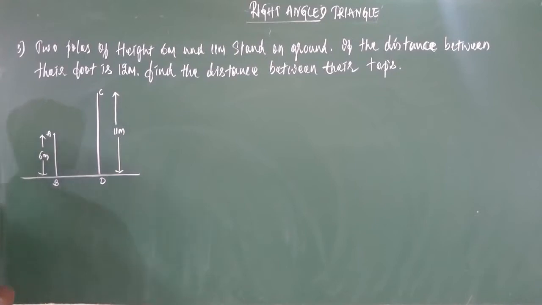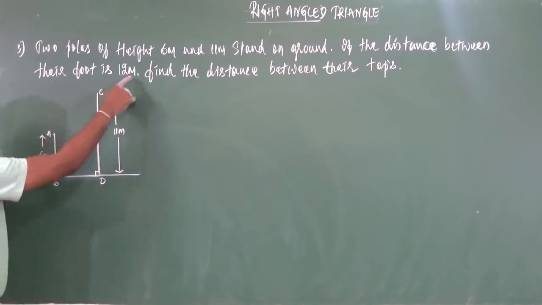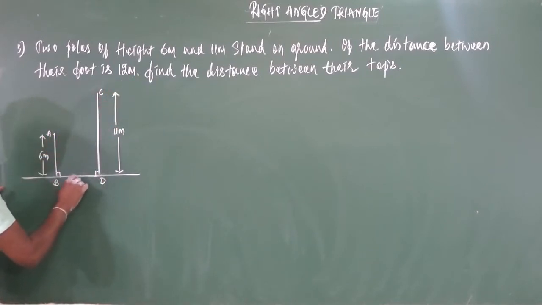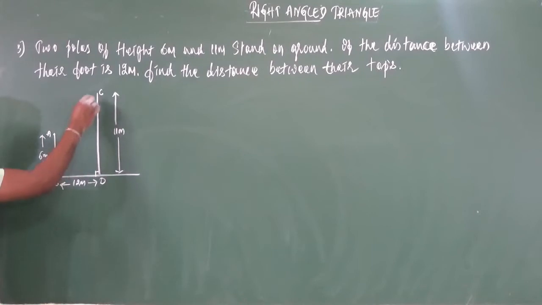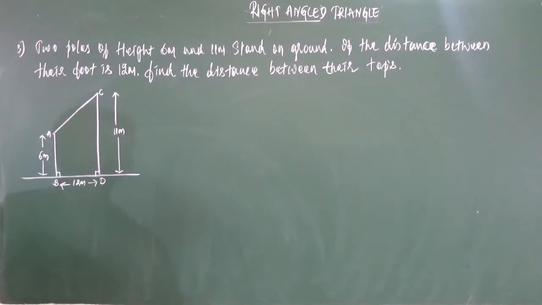Right. So two poles, 6 meters and 11 meters, stand vertically on the ground. Vertically on the ground in the sense they are at 90 degrees with the ground. Okay. So the distance between their feet is 12 meters. We will take this distance here. Find the distance between their tops. So this is the top of one of the poles, and this is the top of the other pole. So you have to find this distance, that is, you have to find the distance AC. Right, the length of AC we have to find out.